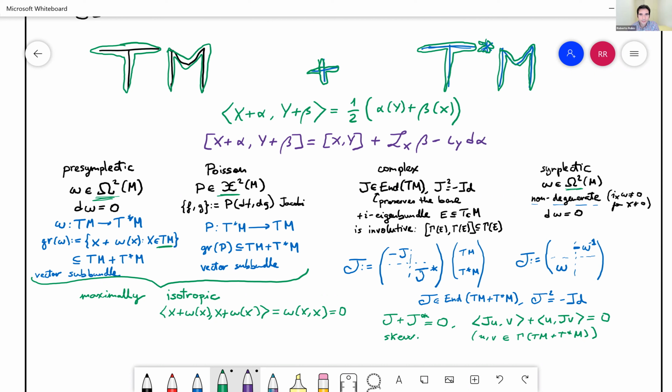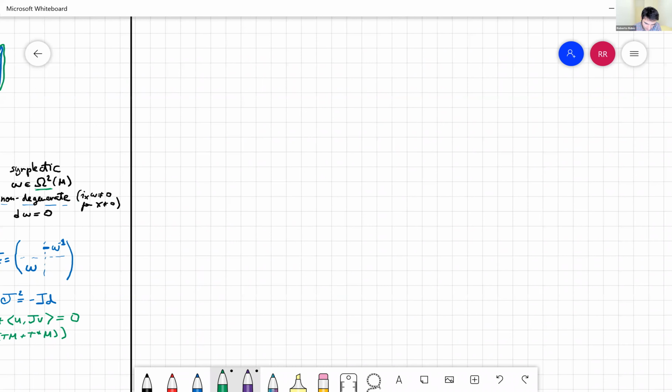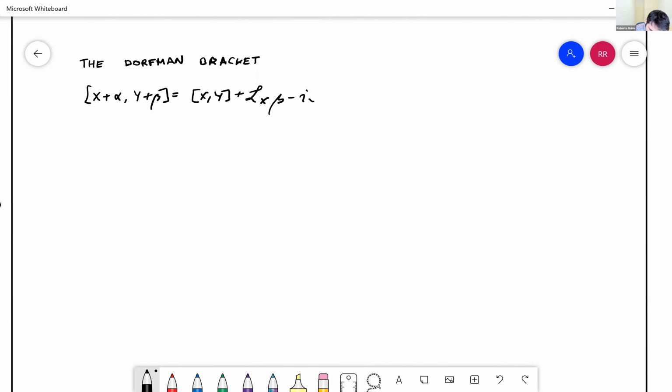Let's look at this now with a bit more detail to see how it works exactly. I'm going to write it again in case someone is taking notes. This has a name, by the way. This is called the Dorfman bracket. So I recall what it is: x plus alpha, y plus beta gives me the Lie bracket of x and y, plus Lx beta minus iy d alpha.